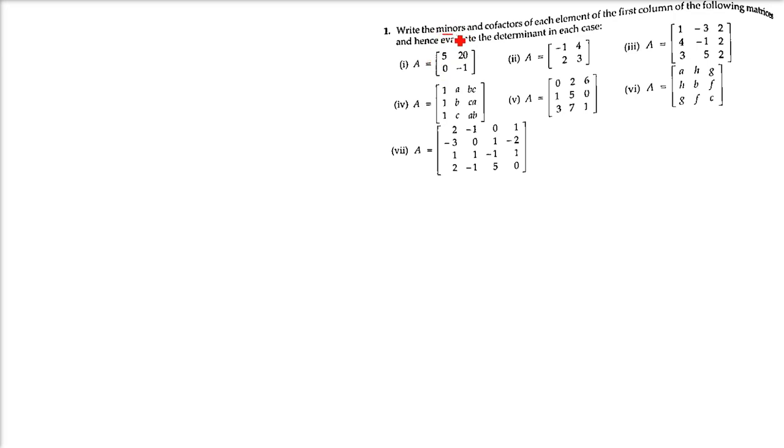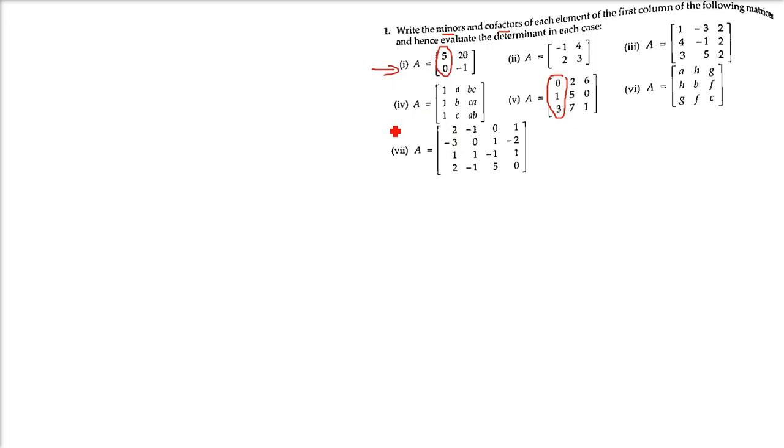Write the minors and cofactors of each element of the first column of the following matrices and hence evaluate the determinant in each case. So we are talking about the first column only. All of it we don't have to do. The first column. So let's take the first one.